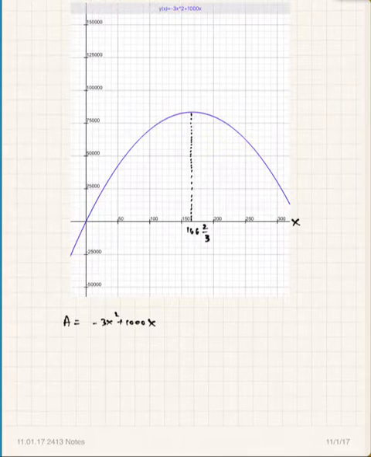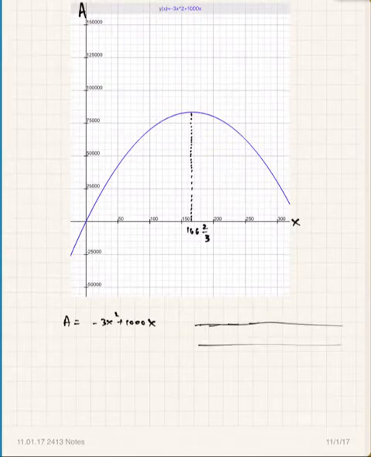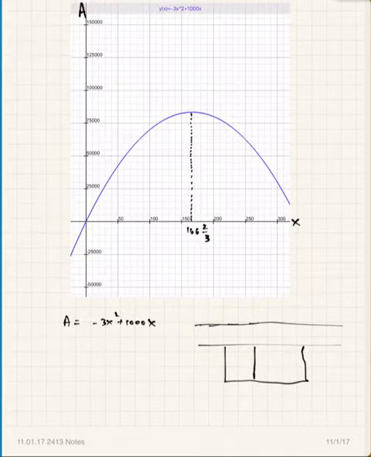Don't forget that the y value is actually the area axis. And don't forget what x represented. You had this river, and we decided we were going to enclose a rectangular area alongside the river, and x represented the width of this rectangle right here.